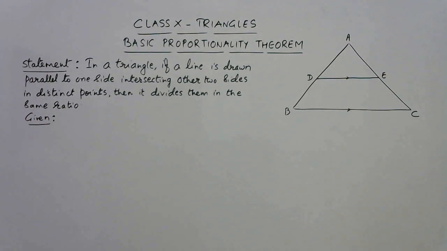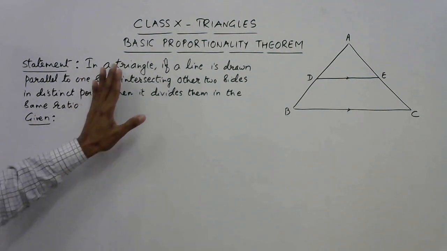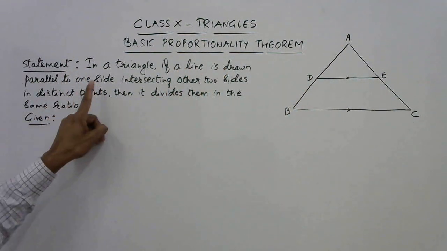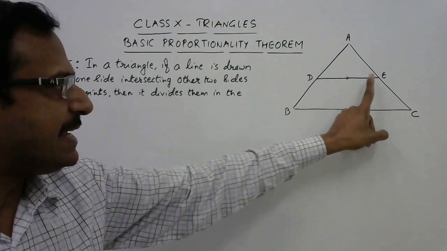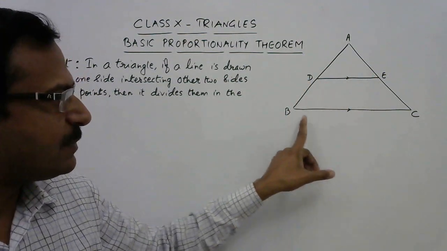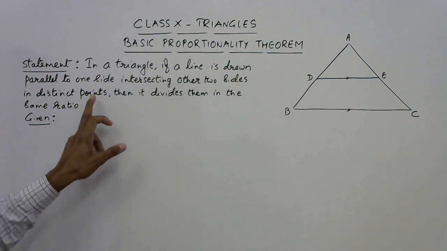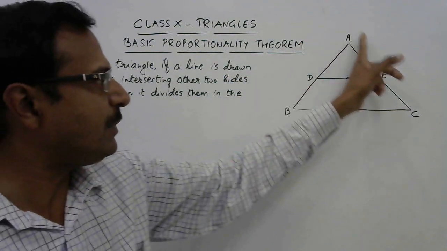This is the basic proportionality theorem. The statement of this theorem you need to remember, and it goes like this. In a triangle, now this is the triangle ABC, if a line is drawn parallel to one side, so this line DE is drawn parallel to one side, that is BC of the triangle, intersecting other two sides in distinct points. So other two sides means AB and AC.